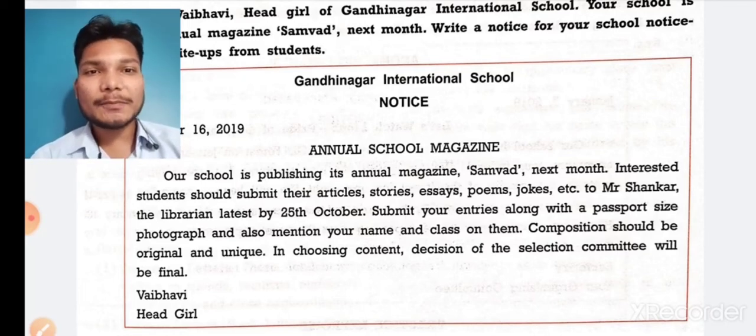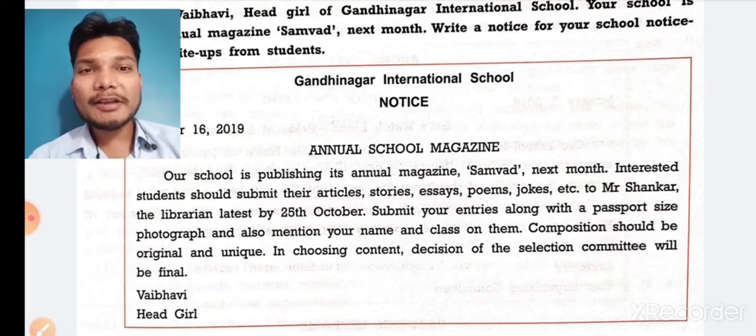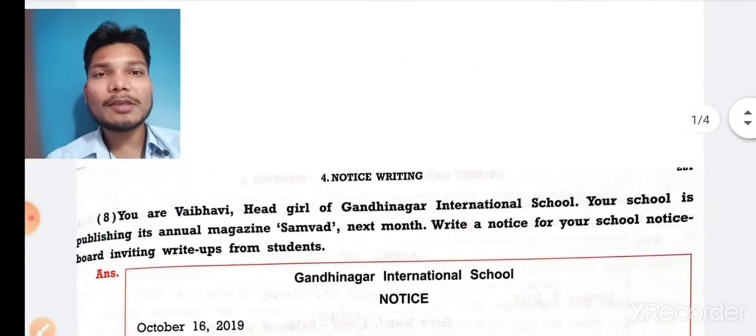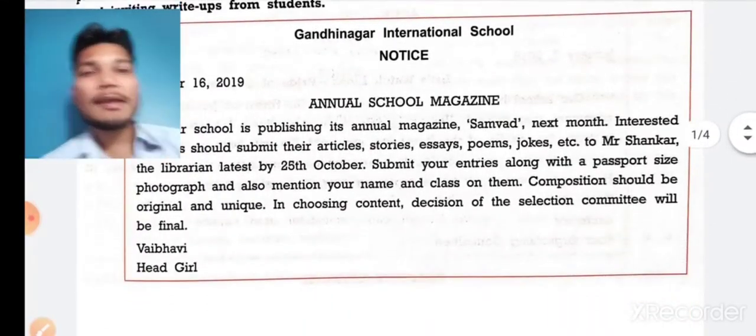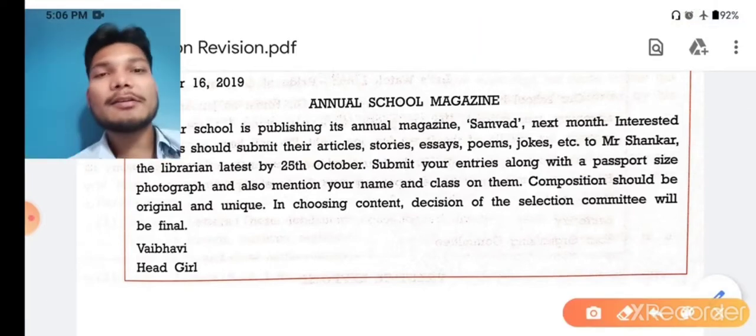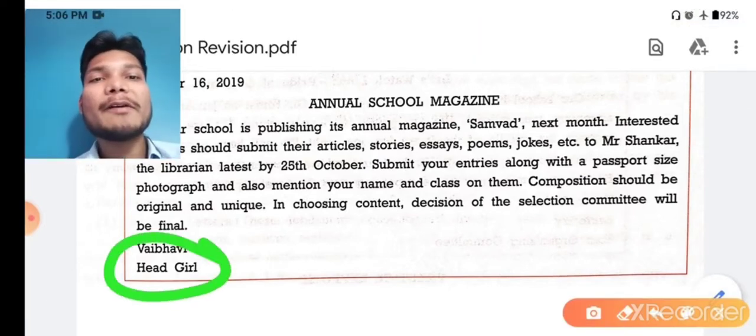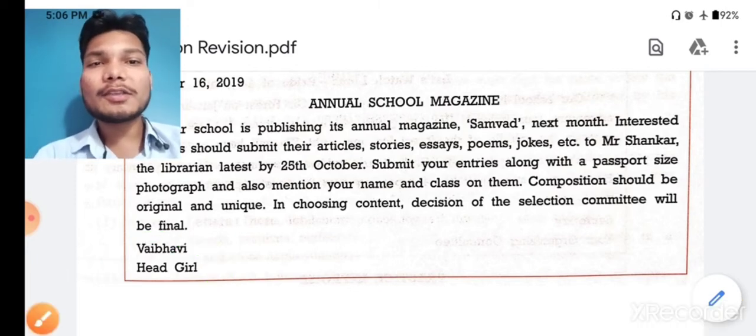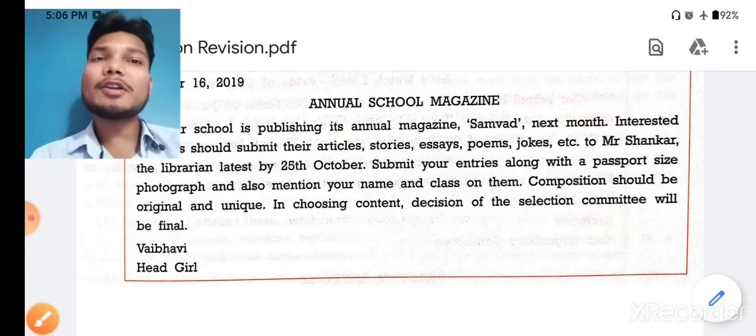And at last, who is writing this notice, you have to mention that. So the name already is given here, okay, you are Vaibhavi, and here at last you have to write the name, that Vaibhavi. And who is Vaibhavi? Vaibhavi is the head girl of the class. Okay, so this is how you can write the notice.